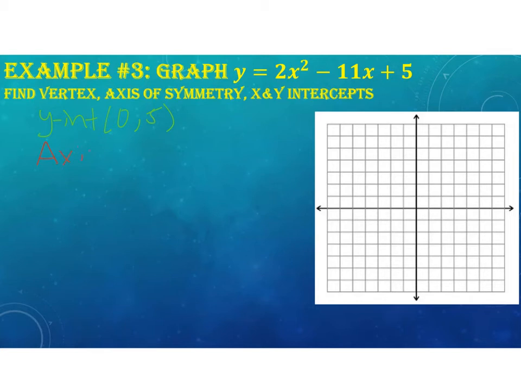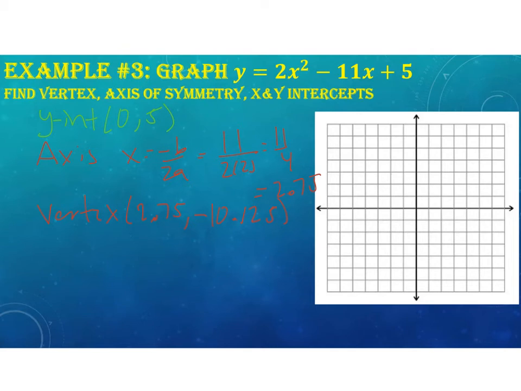Axis of symmetry, x equals negative b over 2a. So that became a positive 11 over 2 times 2, which leaves me with 11/4, or if you wrote it as a decimal, 2.75. So vertex, we already have half of it, 2.75, or 11/4. If you plug it in, and you can use your calculator to plug it in, you end up with a y value of negative 10.125.